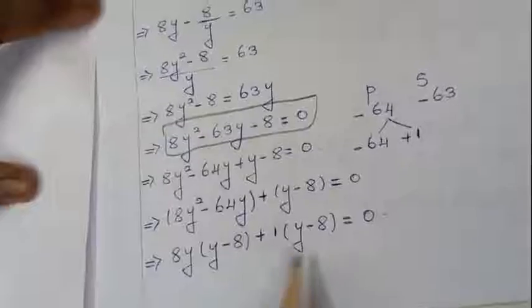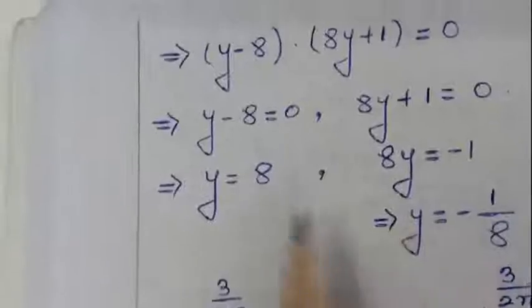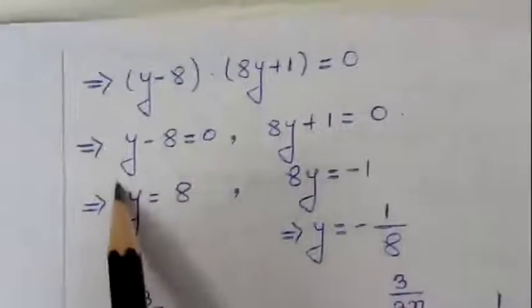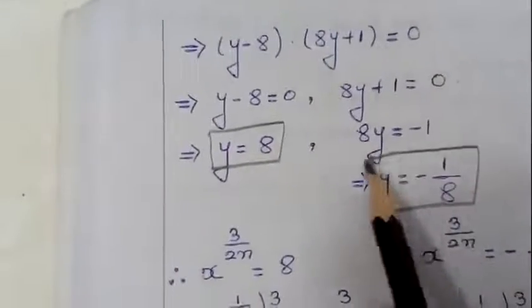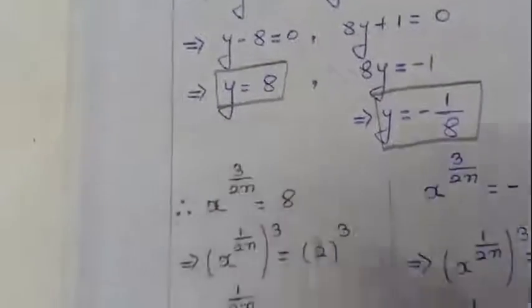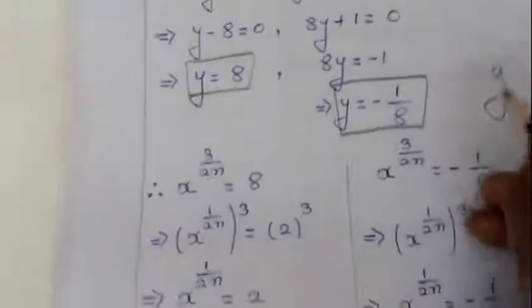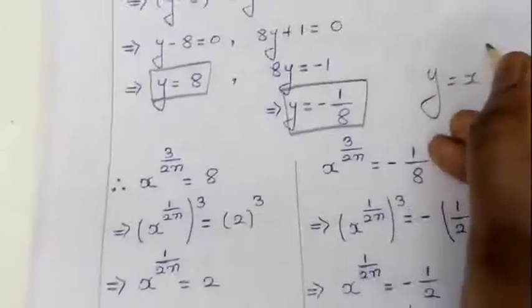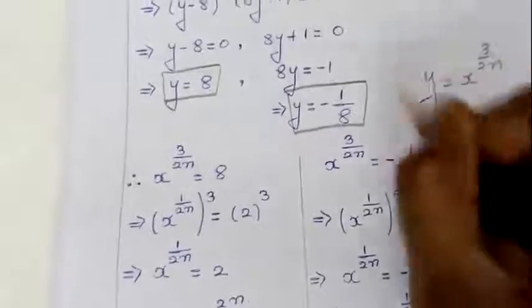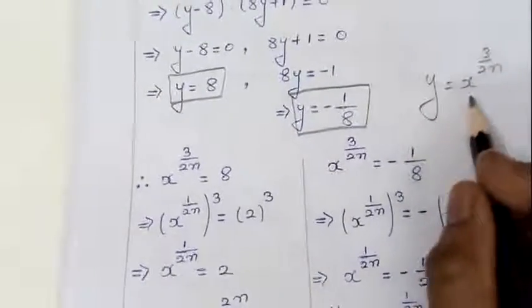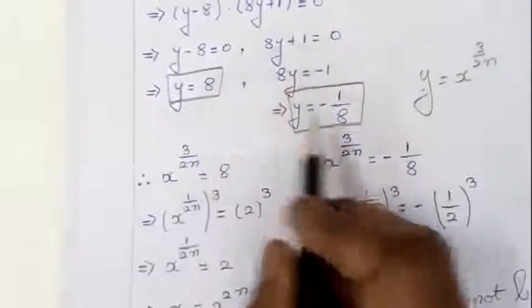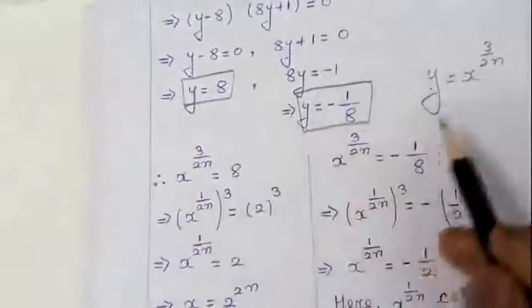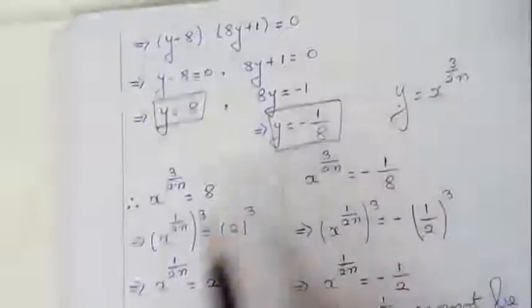After calculating, I am getting the answer as y equal to 8, y equal to minus 1 by 8, students. Now in place of y, what is the value for y? We have replaced in the first one, x to the power 3 by 2n. This is our calculation method. What did we do? We did replacement. We put y as x to the power 3 by 2n. Now we have found the answer for y. Again we replaced that y in the original question.